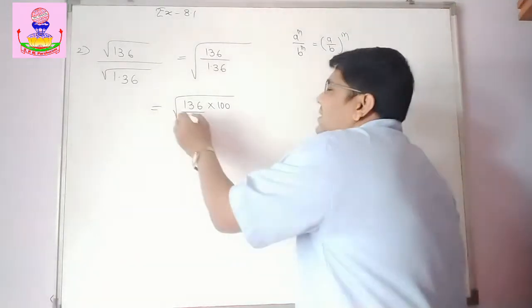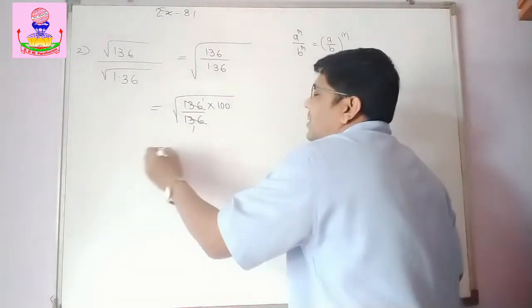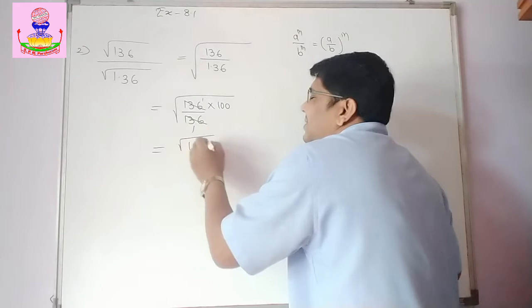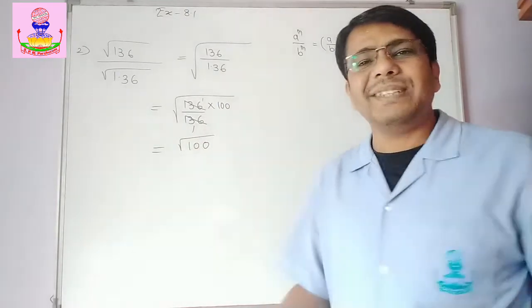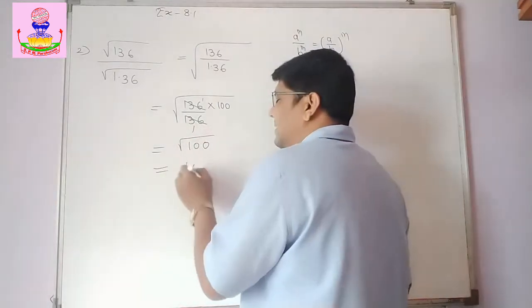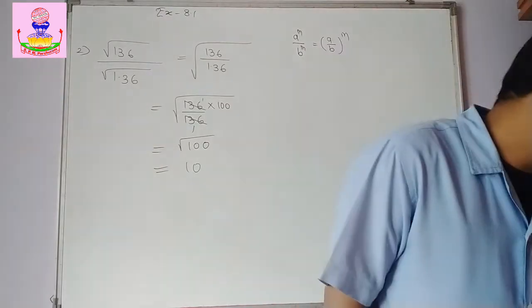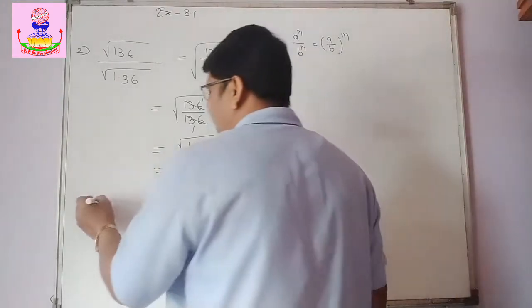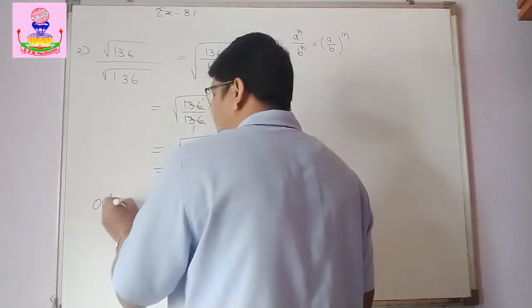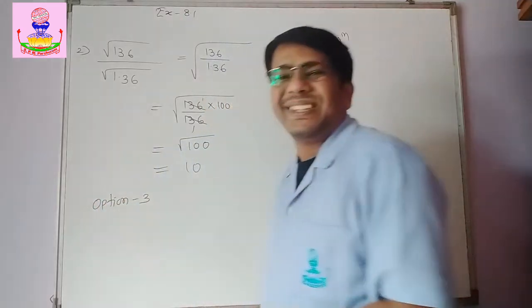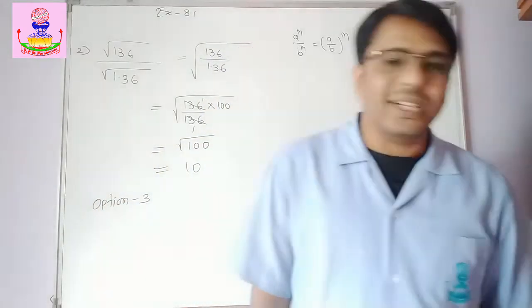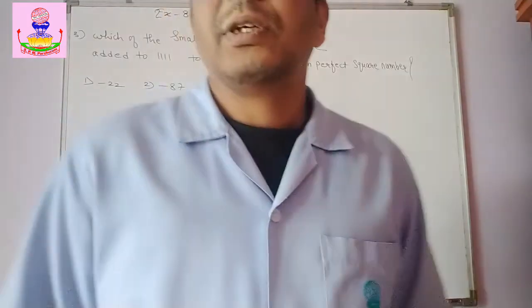Okay. Now, 136 ones are 136. What is left? Only 100. So square root of 100. And square root of 100 is, yes, exactly, 10. So option number 3. Okay. So let's move to the next example.